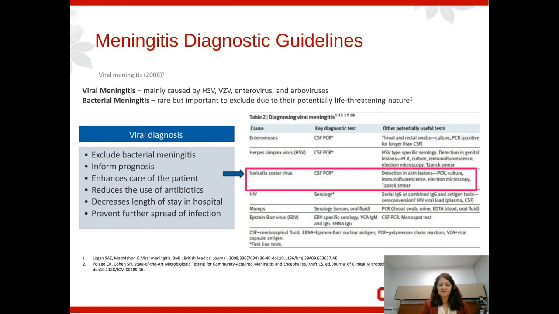Likewise, for meningitis, we want to distinguish viral meningitis caused by HSV, VZV, enterovirus, and arboviruses from that caused by bacterial agents. It's really important to differentiate these because that will reduce the use of antibiotics, decrease the length of stay, and prevent further spread of the infection. Within the viral meningitis panel, along with herpes and enteroviruses, there's also VZV that should be looked at, by PCR, DFA, or Tzanck smear. But obviously, PCR of the CSF is the preferred approach.